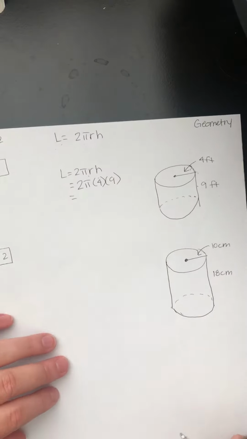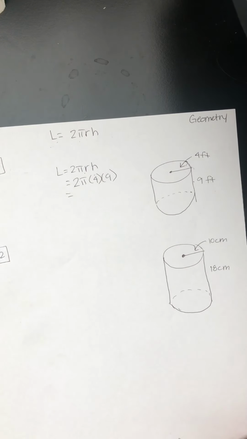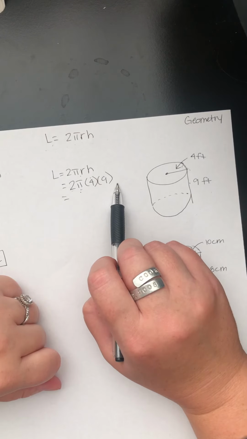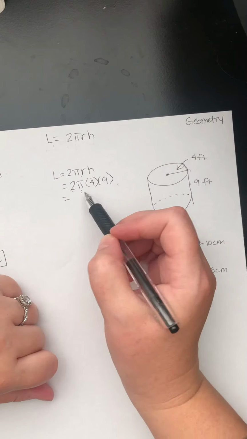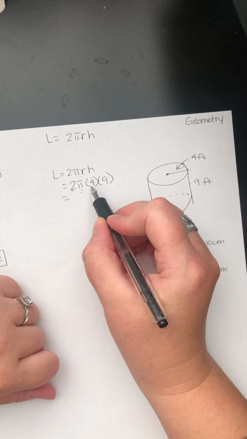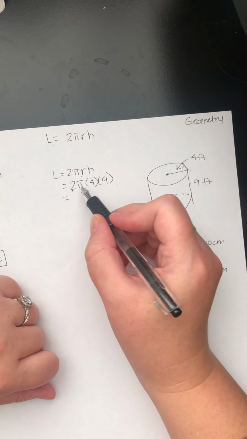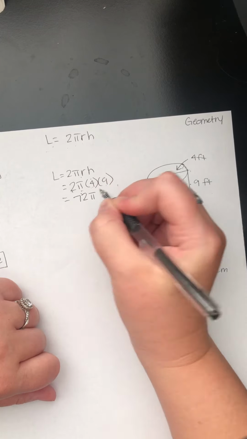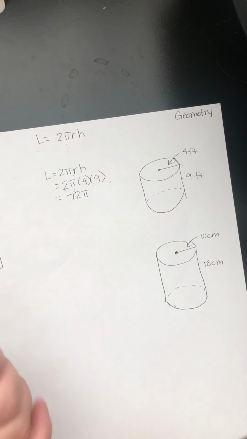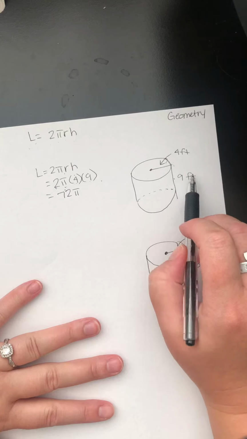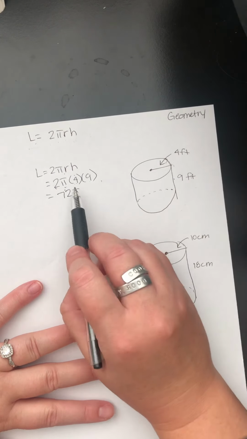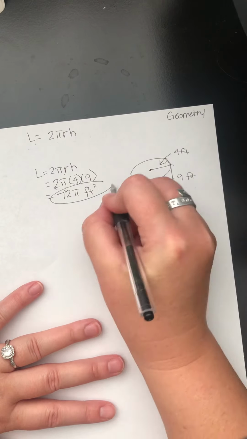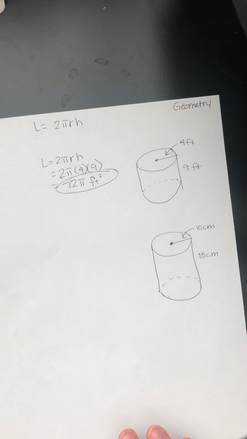Now, when you are solving these questions, just leave pi as pi. Don't multiply everything times 3.14, okay? Just leave pi this way. Just multiply the 2 times the 4 times the 9. 2 times 4 is 8. 8 times 9 is 72. So we have 72 times pi, or 72 pi, and leave the pi there. Our units are feet, and it's area, we did 4 feet times 9 feet, so it's going to be feet squared. And that's the lateral area of that cylinder.